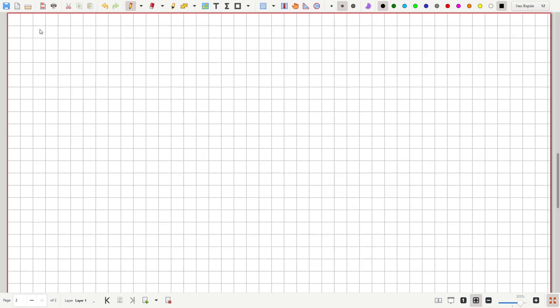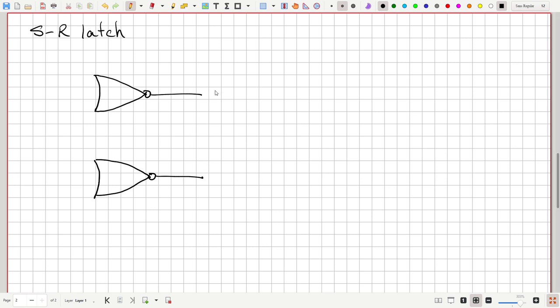Our solution is called an SR latch, set-reset latch. The S for set, the R for reset. Here's an implementation. We have a NOR gate here, and another one down here. These outputs we're going to call Q and QN. The first input to the upper NOR gate is going to be R, and the second input to the lower NOR gate is going to be S.